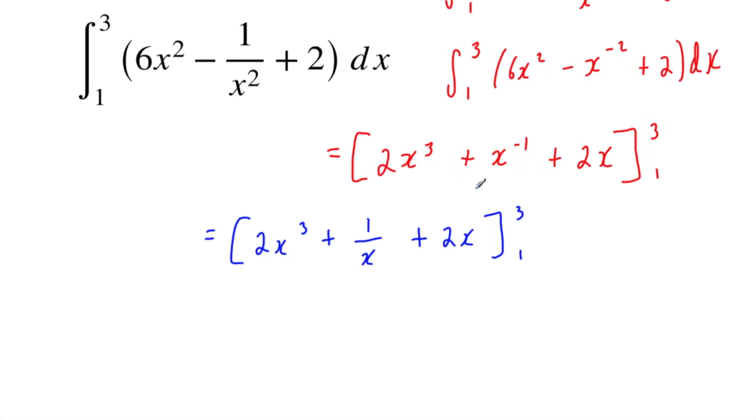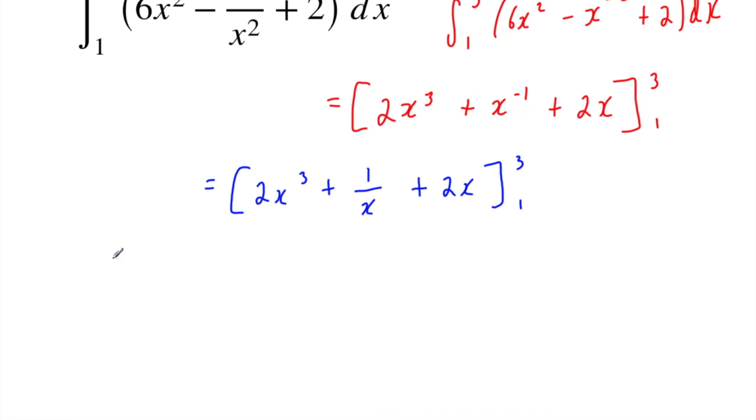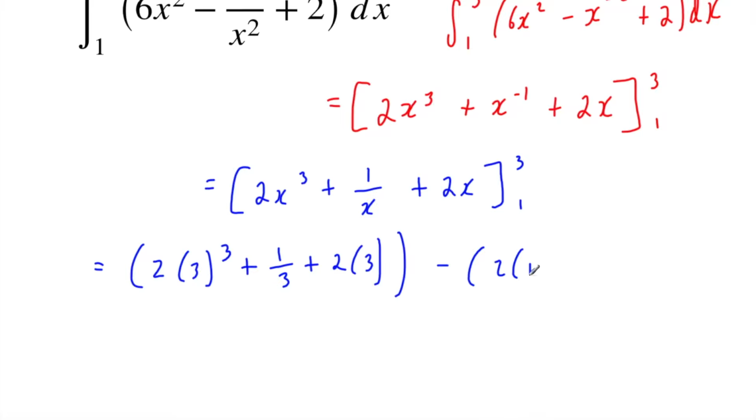So if you just put the x back on the denominator, it can make it a bit easier whenever you're working it out. So if we did that, we would have 2 times 3 cubed plus 1 over 3 plus 2 times 3, then subtract, and we've got 2 times 1 cubed plus 1 over 1, just substitute in the 1 here, plus 2 times 1. And then we can work this out.